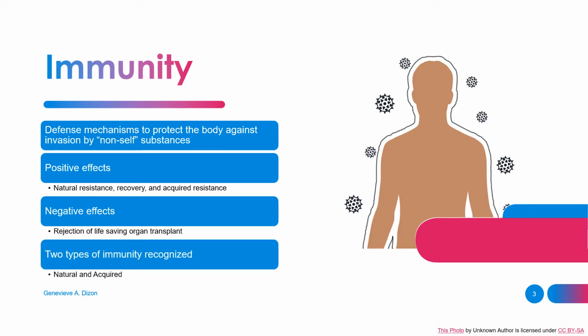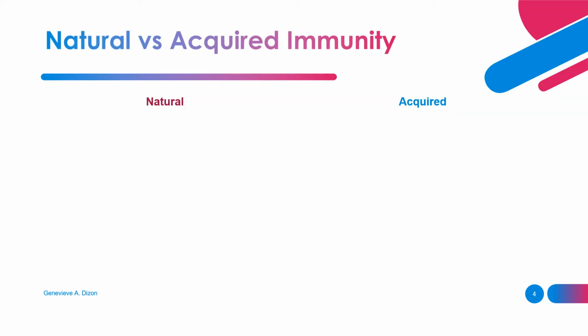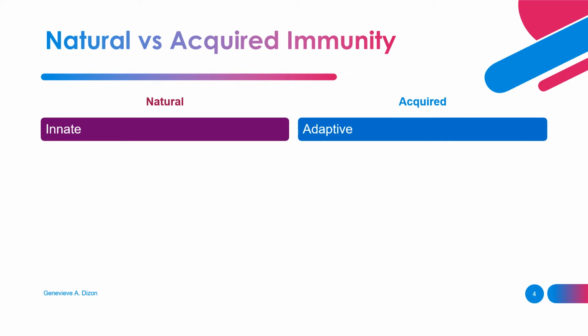Now, there are two types of immunity that are recognized, and we will discuss these. We have natural immunity and acquired immunity. To differentiate natural from acquired immunity, first is that natural immunity is also known as innate immunity, while acquired immunity is also known as adaptive immunity. It's named innate immunity because it is present at birth, while acquired immunity or adaptive immunity is named as such because it is acquired or it is formed after antigen exposure or after an infection.